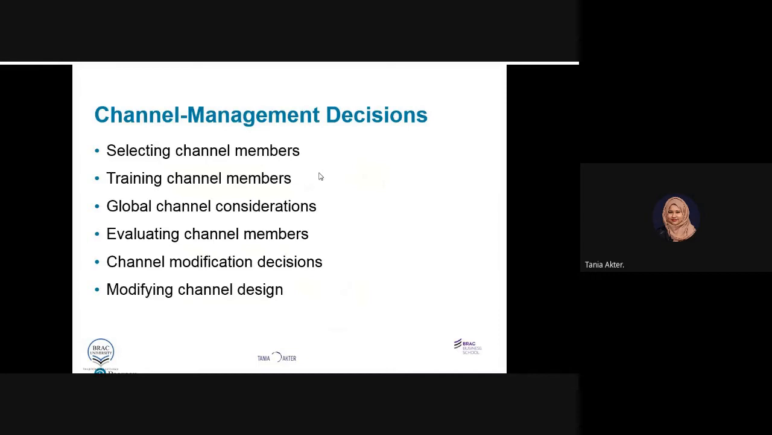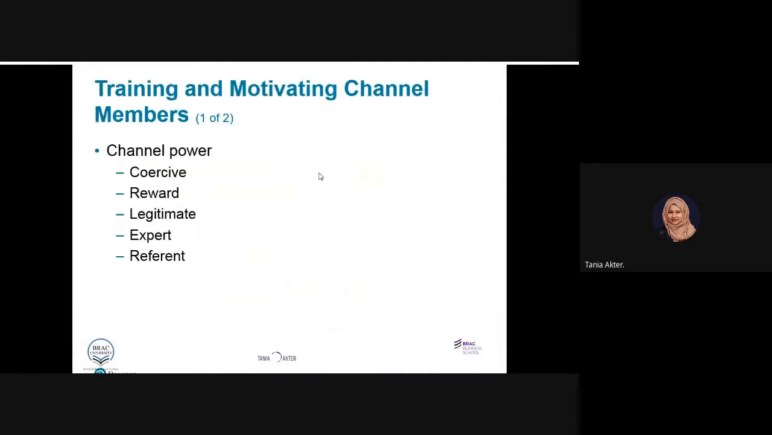Then training channel members. For the channel members we have, we need to also train and motivate them. By carefully implementing training, market research and other capability building programs, we can motivate and improve intermediaries' performance. The company must constantly communicate that intermediaries are a crucial partner in a joint effort to satisfy end users of the product. So in training channel members, we have the concept called channel power, because we need to control the channel members.